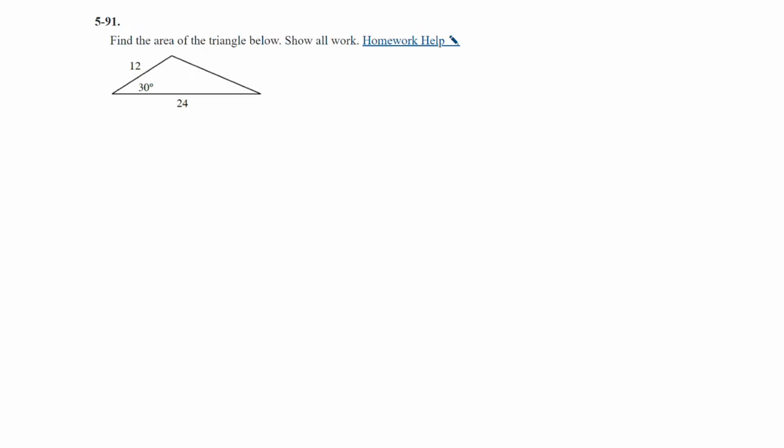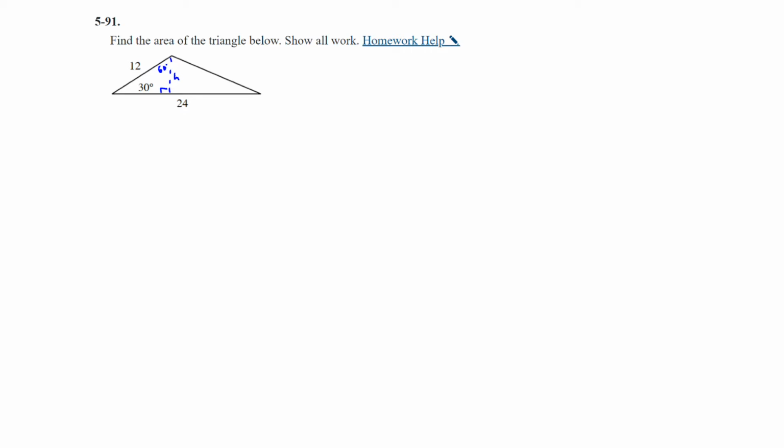Question 91. Find the area of the triangle below. Show all your work. So to be able to find the area, we need to be able to find the height of the triangle. And we can do that. We have 30 degrees. We can use our right triangle to figure out what the height is. And let's go ahead and do that. And I guess we know it's a 30, 60, 90 triangle, so that even helps out. We can use our shortcuts if you remember them.